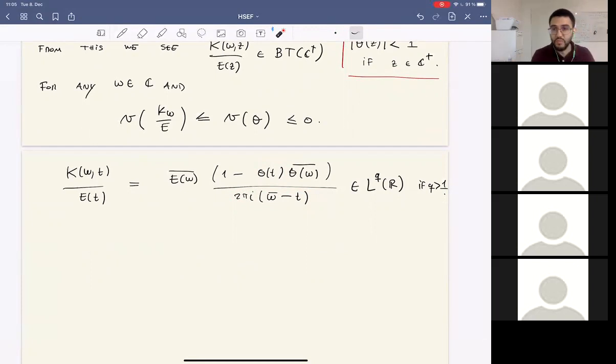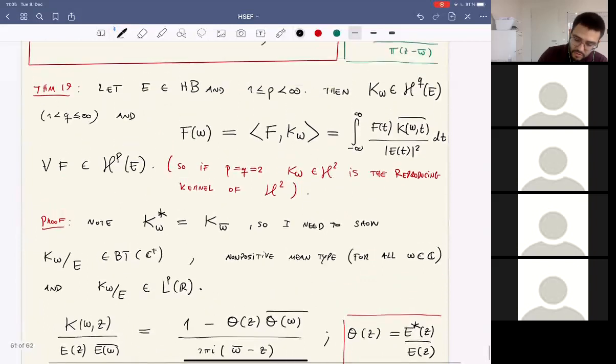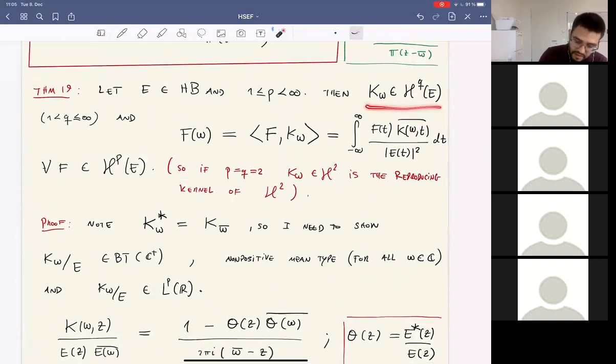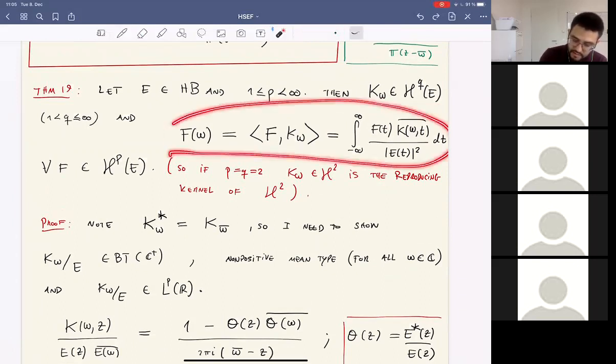So now this part is more or less the same as we did before. So we'll do it again. And this will follow from Cauchy's formula for functions of bounded type. Okay. So now let F belong to H^P of E. So recall that what I wanted to do was to prove that K belongs to the space. I just did it. Now I want to prove this identity here.